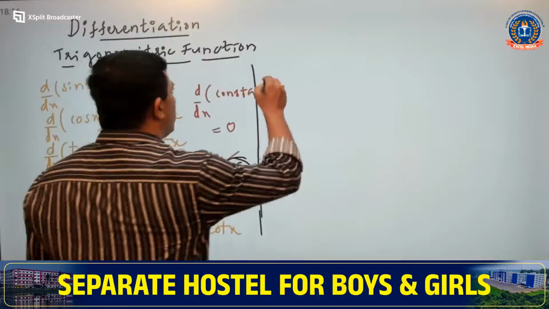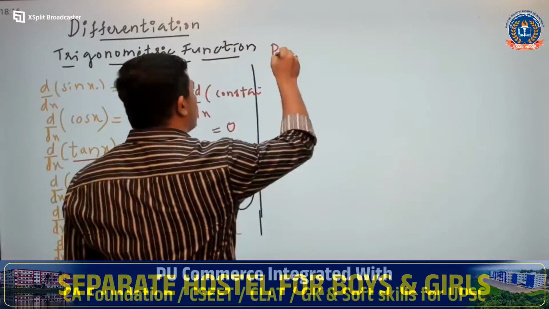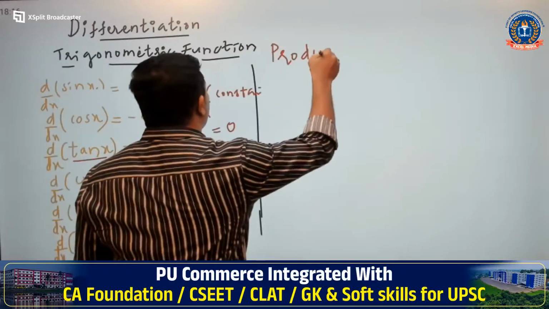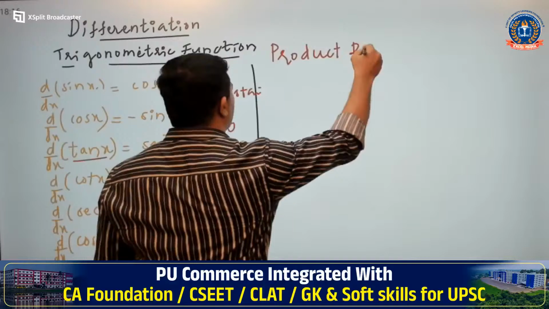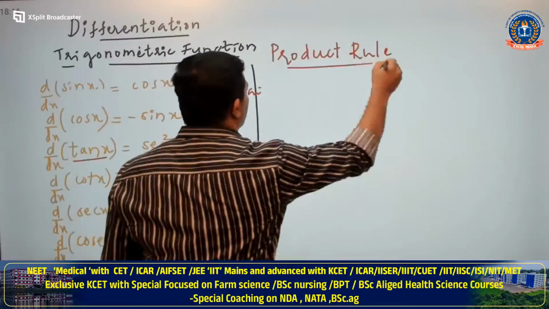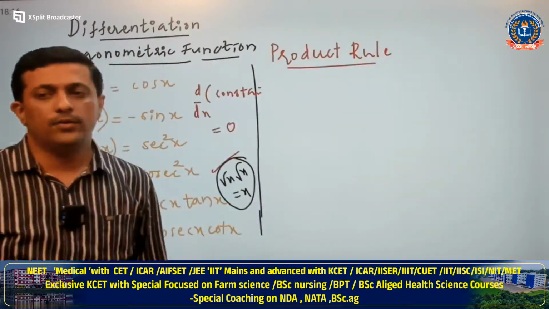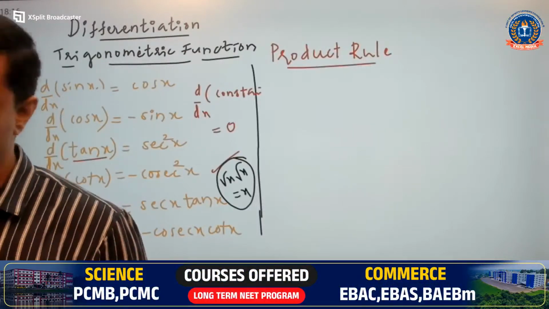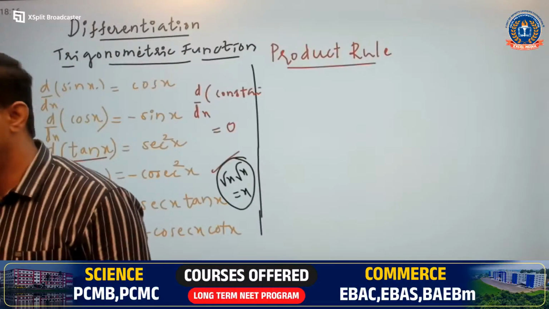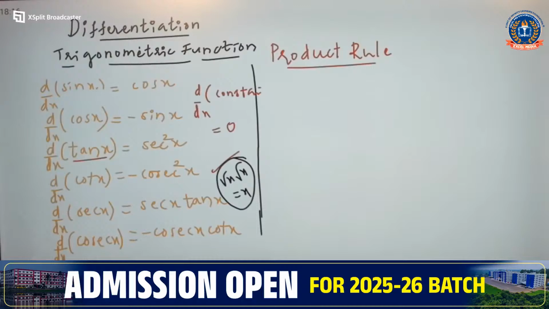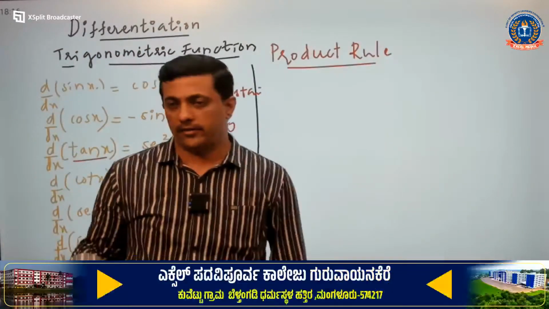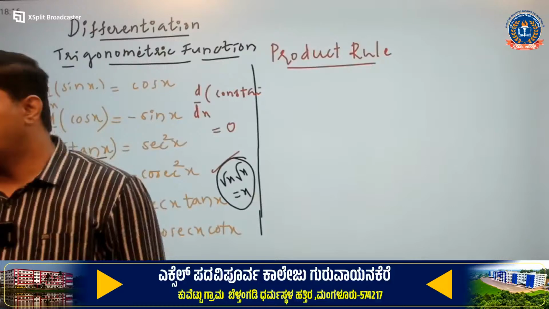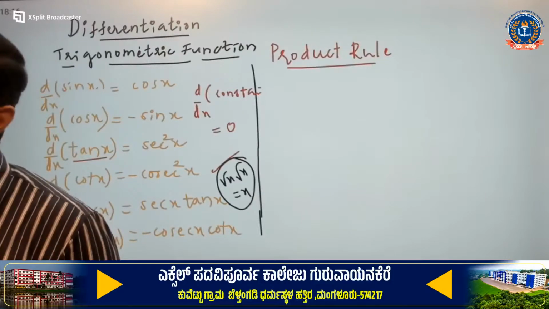Now the next is the product rule. Once you step into the college, all these differentiation properties are required, because in physics they are going to start with all these basics only. But maths will start much later, right? That's why we have put this topic in the foundation course.